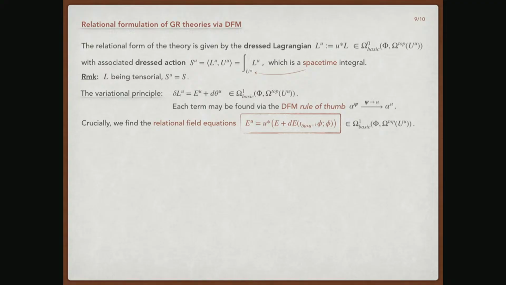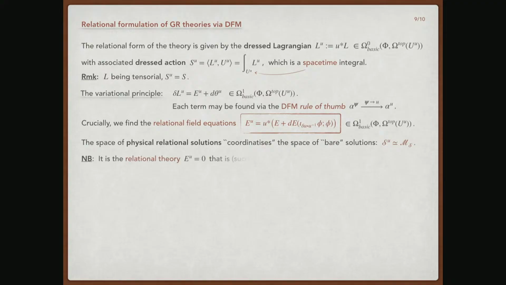But in particular, the relational field equation is that one. And it is a basic object, meaning it is strictly invariant under diffeomorphism, meaning also that it has a perfectly well-defined Cauchy problem, for example. It doesn't suffer from the hole argument, that object. So the point is that the space of physical solutions is coordinatized by, or sorry, coordinatizes the space of bare solutions. Yeah, so that's the relational field equation, like that.